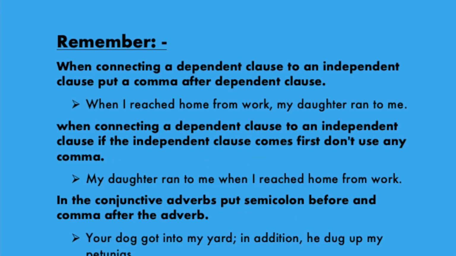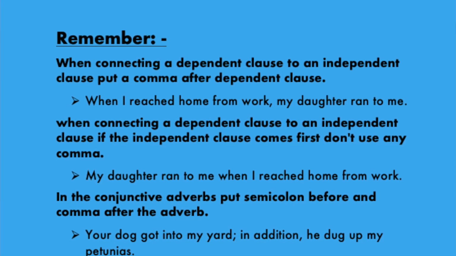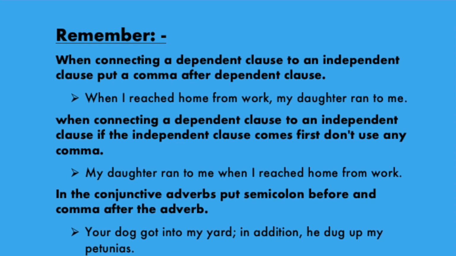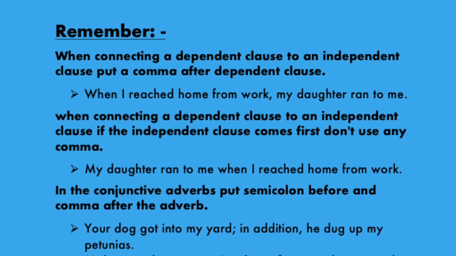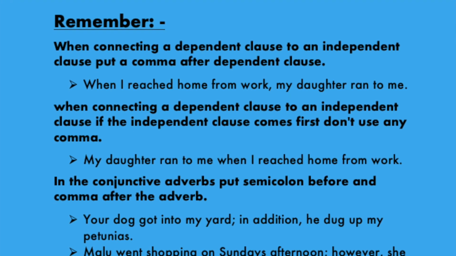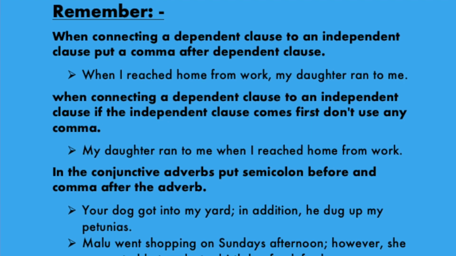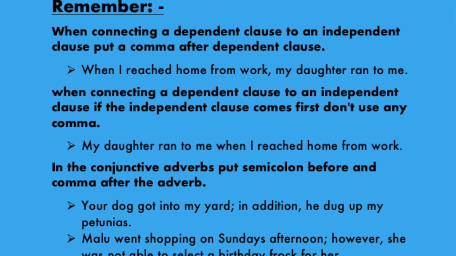Next one. When connecting a dependent clause to an independent clause, put a comma after the dependent clause. When I reached home from work, my daughter ran to me. But if the independent clause comes first, no comma. For example, my daughter ran to me when I reached home from work.